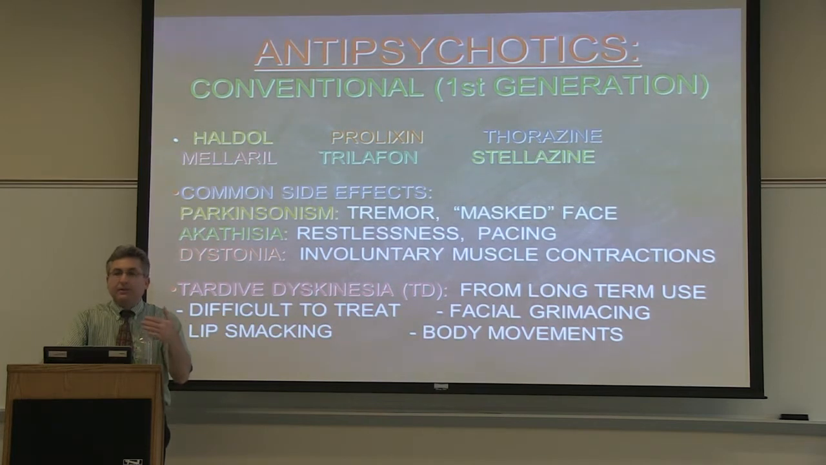Tardive dyskinesia is the long-term consequence. It's a neurological condition from long-term use of these first-generation antipsychotics. Lip smacking, facial grimacing, abnormal body movements, and so on. And that's called tardive dyskinesia, which I think is what that person also has.